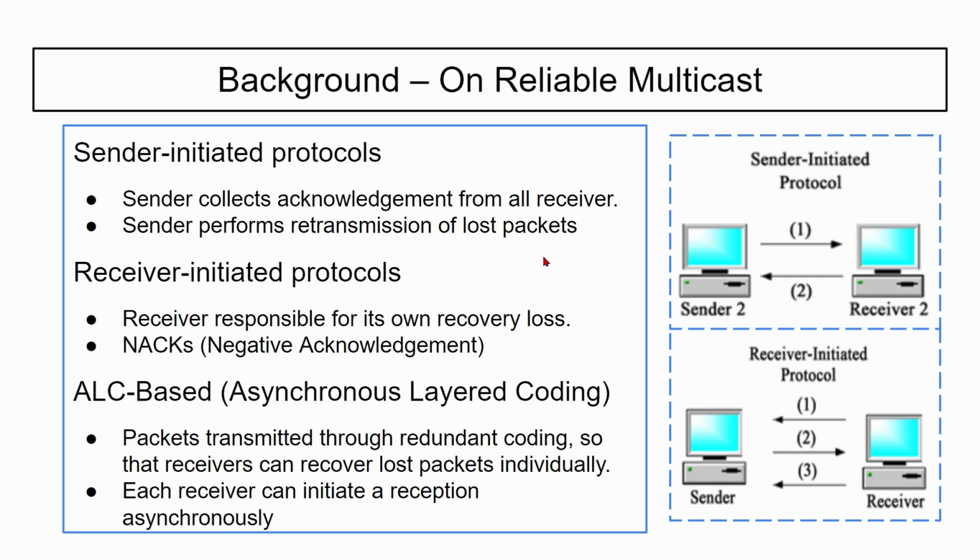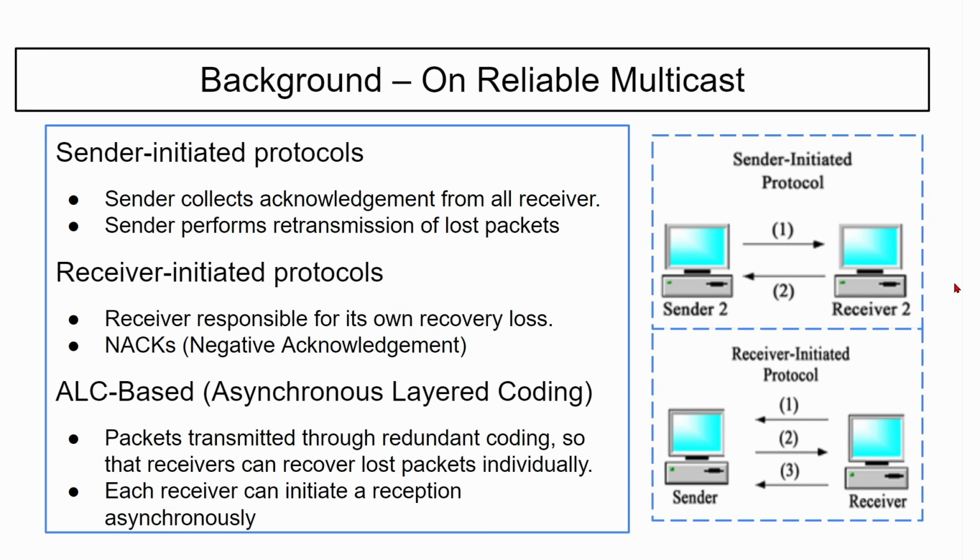Before we proceed to sync protocols, let's quickly take a look at reliable multicast. The first type is the sender-initiated protocol, where the data sender collects acknowledgements and performs retransmission of lost packets. In the receiver-initiated protocol, each receiver is responsible for its own loss recovery, and it sends negative acknowledgements whenever it detects packet loss. Finally, asynchronous layered coding, or ALC. The ALC packets are transmitted through redundant coding so that the receivers can recover lost packets individually, minimizing the need for acknowledgements and negative acknowledgements. Each receiver can initiate a reception asynchronously. However, the redundant nature brings computational overhead and increases network bandwidth. It still doesn't solve the problem of retransmission.